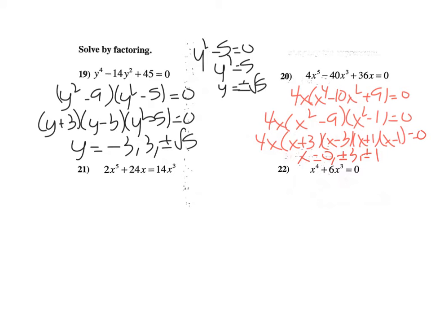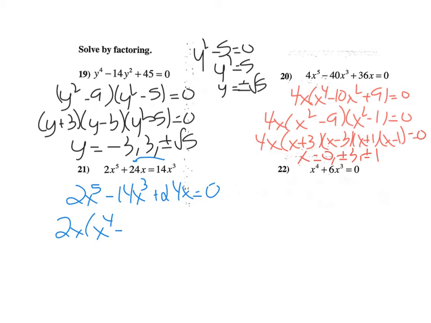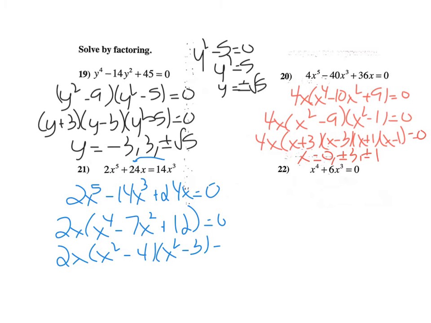And number 21, I have 2x to the 5th minus 14x cubed plus 24x equals 0. Take out the GCF, which is 2x. I get x to the 4th minus 7x squared plus 12 equals 0. Factor what you have in there. That would be (x squared minus 4)(x squared minus 3). Difference of squares again, (x plus 2)(x minus 2), and I still have that x squared minus 3.